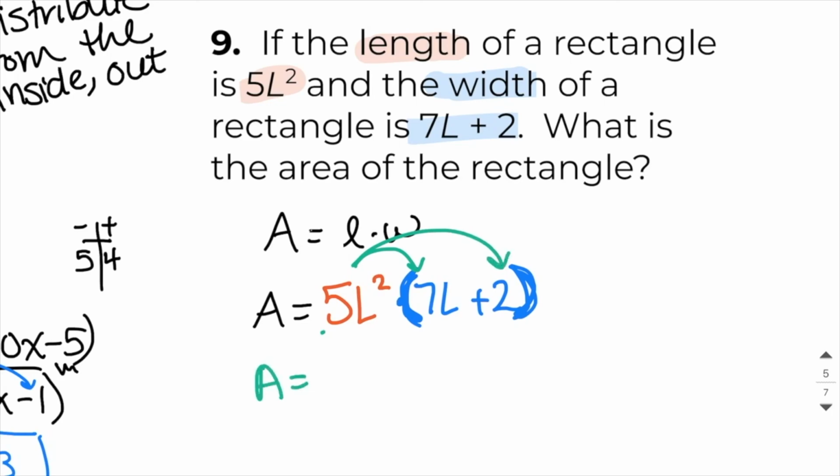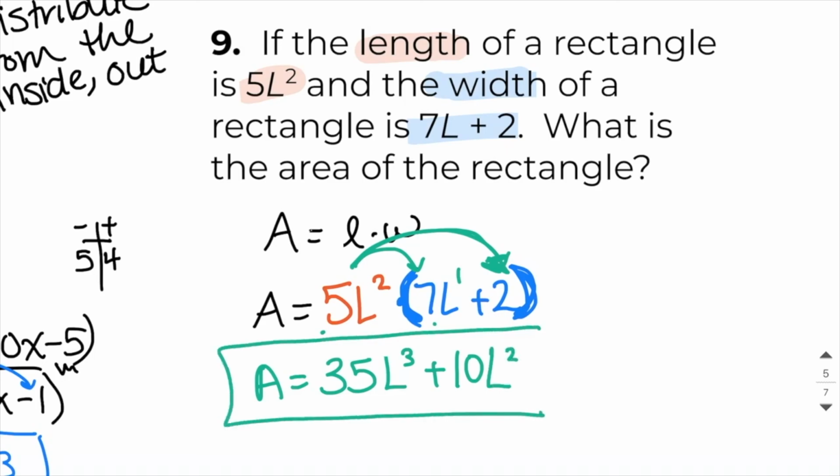So when I multiply 5L squared by 7L, 5 times 7 is 35, and then L to the power of 2 times L to the power of 1 is L to the power of 3. Then I do 5L squared times 2, which is 10. Don't forget that there's an L squared here, so it's 10L squared. So this is my answer in terms of L.